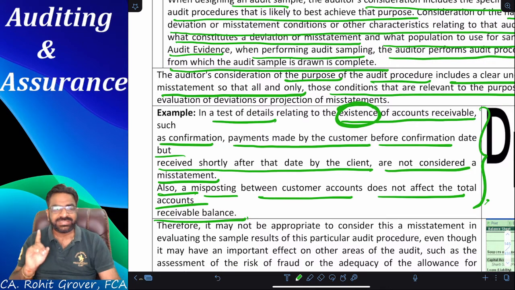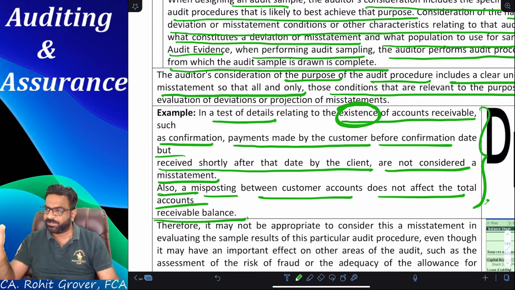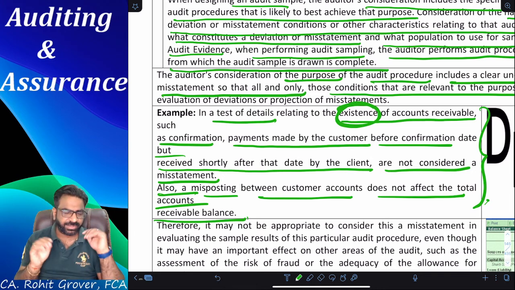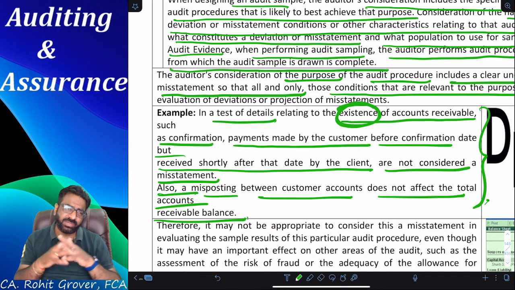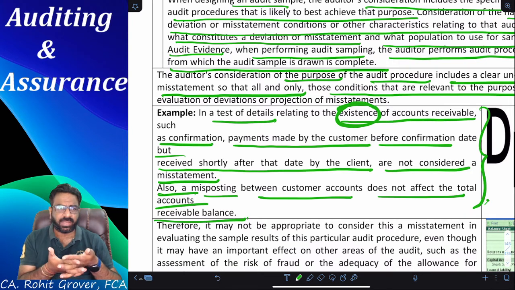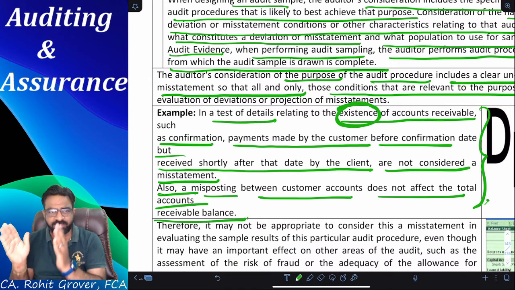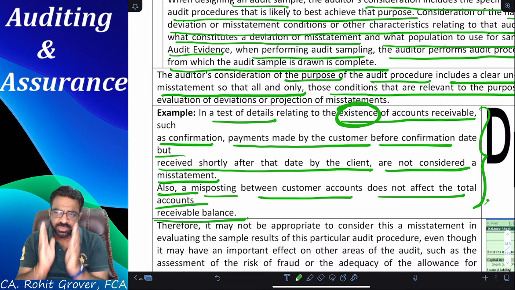Second point, misposting between the customer's accounts does not affect the total accounts receivable balance. Suppose there is one debtor who made the payment, but I credit it to another debtor. Now tell me one thing. Is there any disagreement in the balance sheet in that case? No. Balance will remain the same. Are you getting the point or not? Trial balance will remain the same and the balance sheet also will agree.